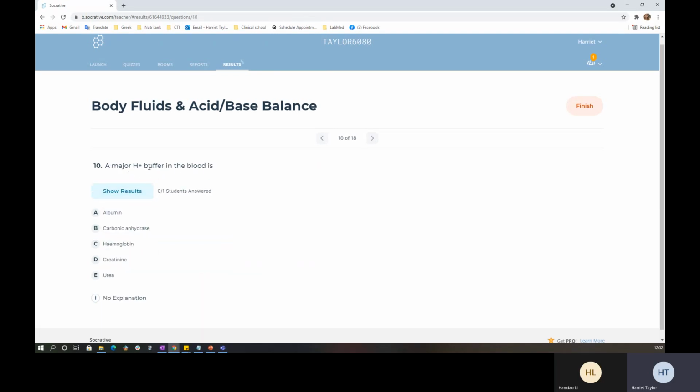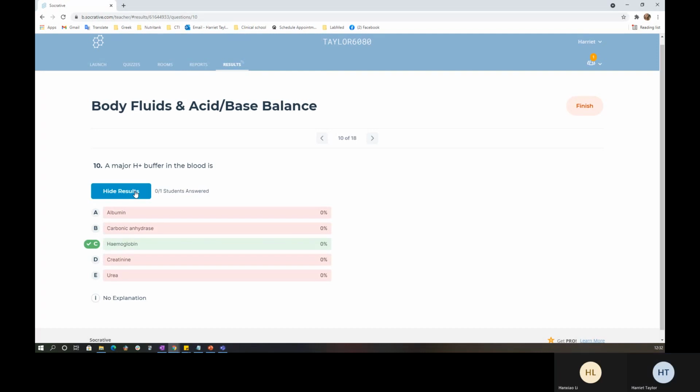So a major hydrogen ion buffer in the blood is what? What do we think? Albumin, carbonic anhydrase, hemoglobin, creatinine, or urea? A quick guess. So hemoglobin is our main one. Let's keep going.